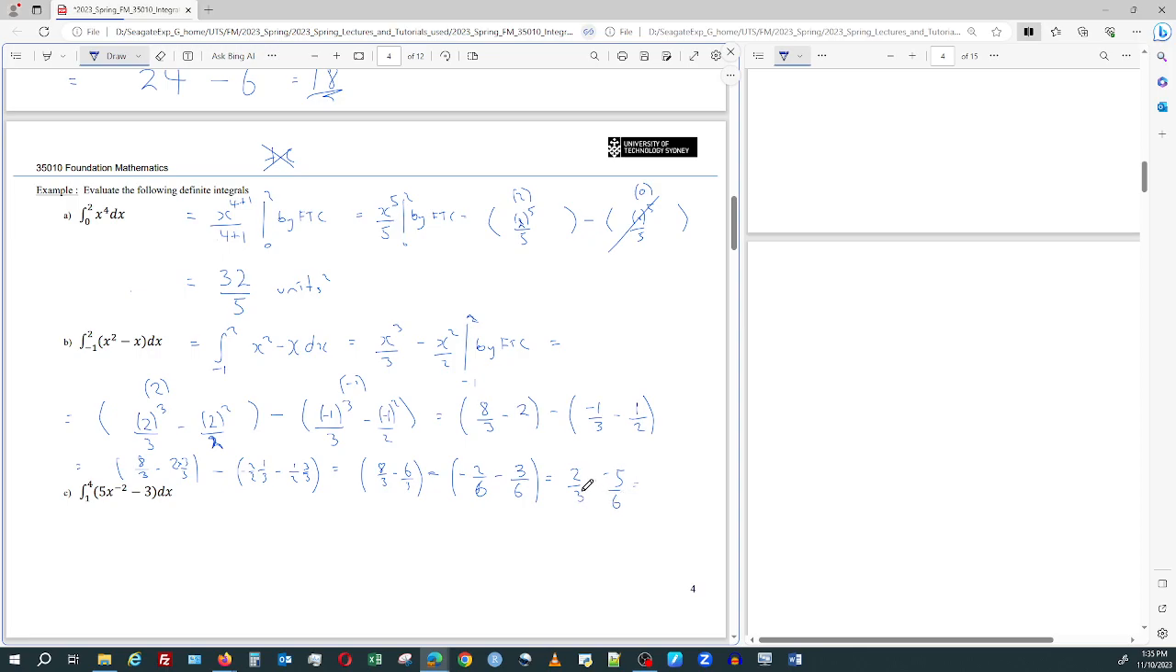So this is, we'll double those, like 2 on 2, which is 1 in disguise. So we'll get 4/6 plus 5/6 is equal to 9/6, which is equal to 1.5, or 3/2 units squared.